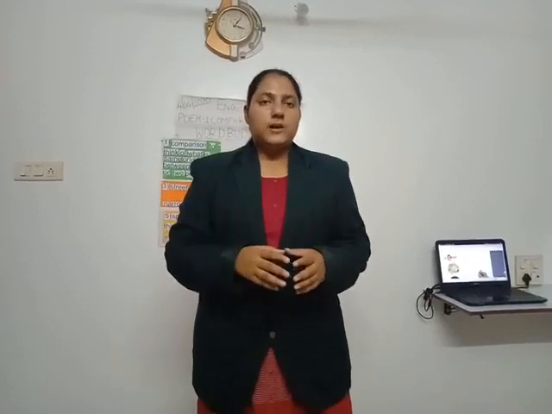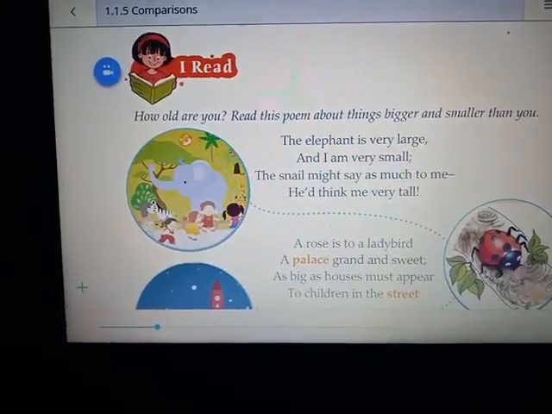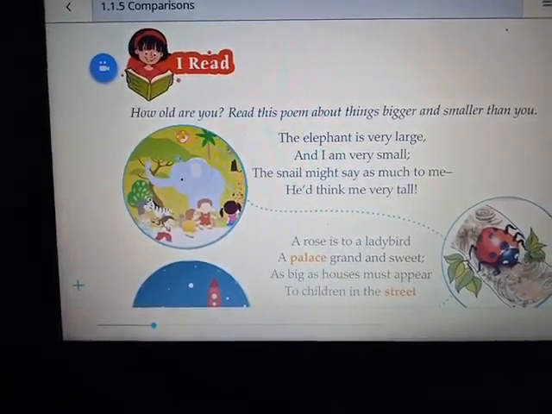So yesterday we have started with the poem. Today also we'll again recap the poem and certain questions I've prepared. You have to answer that question and you can take the screenshot of question answer. So let's begin with the poem. So kids, today again I am going to read poem in front of you. Try to read the poem.